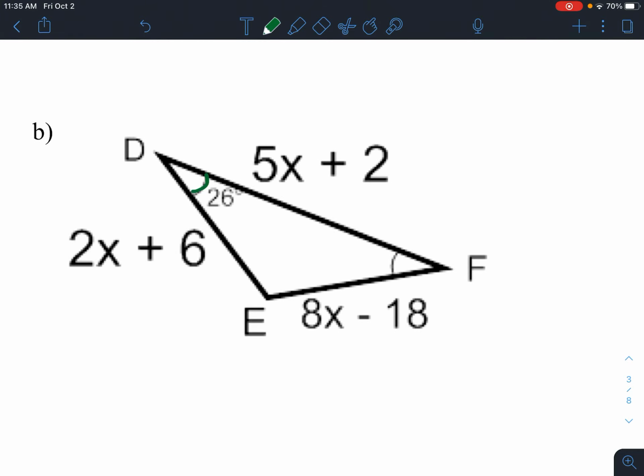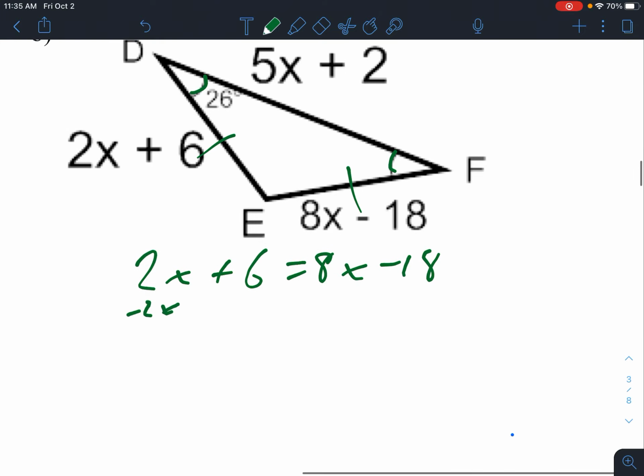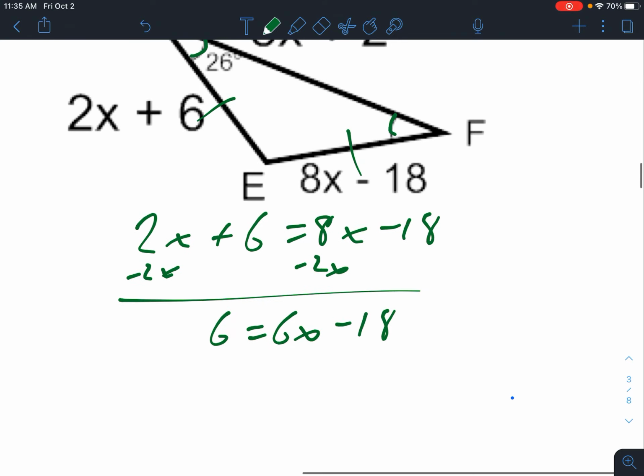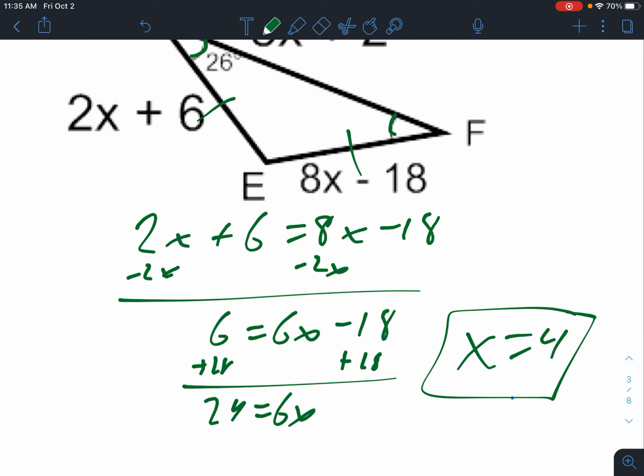All right, here we have congruent angle markings, which means the sides across from them are also congruent. So I know these two sides are equal. Forget about the 5x plus 2, it doesn't mean anything. But I know 2x plus 6 must equal 8x minus 18. Subtracting 2x from both sides. Adding 18 to both sides. And dividing by 6, we get our answer of x is equal to 4.